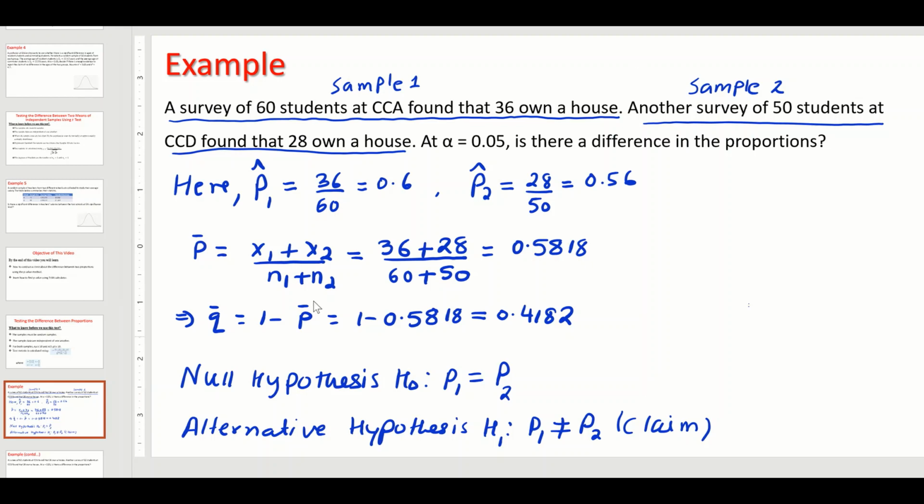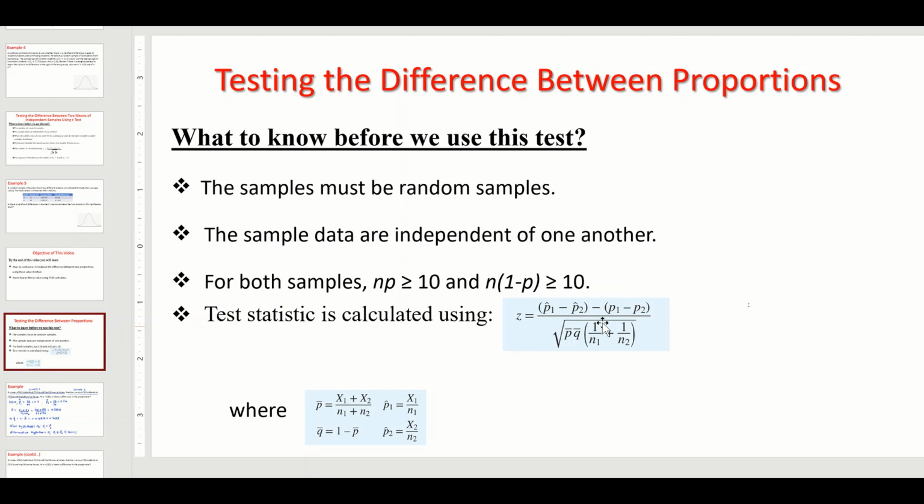Okay, so we have our null hypothesis, we have the alternative hypothesis. Now we are going to find the test statistic using this formula here. Let's work on that in the next slide.